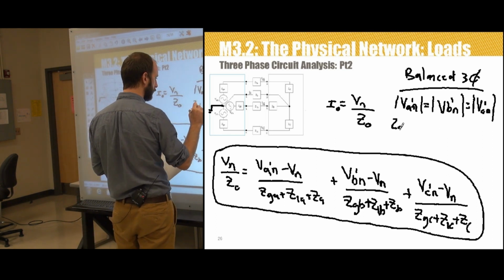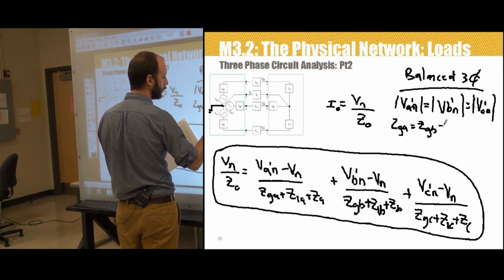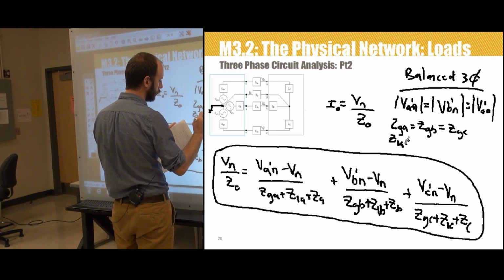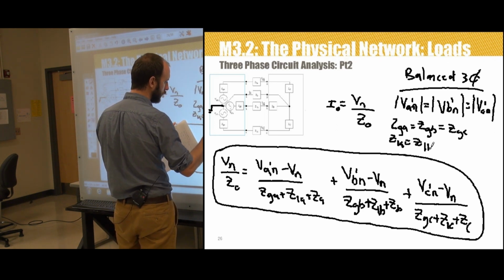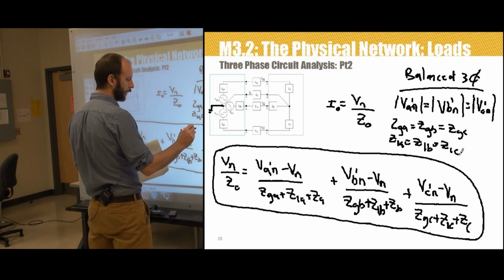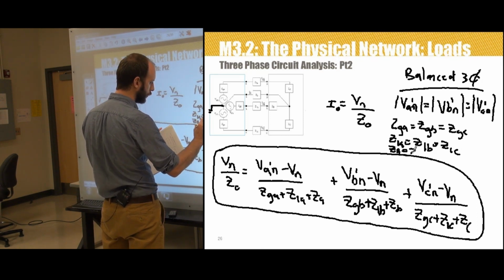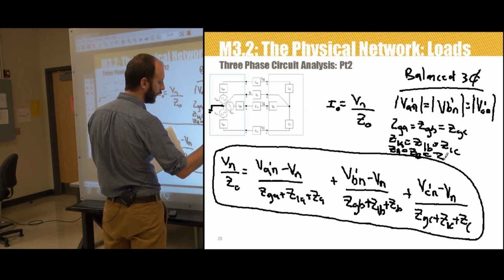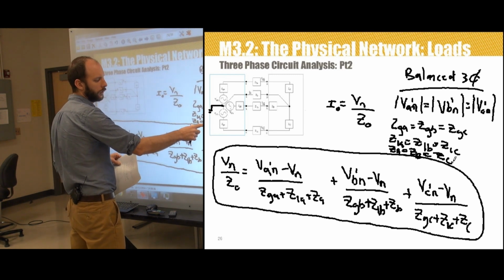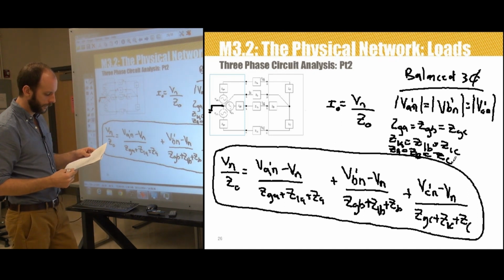So that's going to say ZGA is equal to ZGB is equal to ZGC. Next one is Z1A is equal to Z1B is equal to Z1C. And I'll squeeze the last one in right here. It's ZA is equal to ZB is equal to ZC. Sorry that kind of got squeezed in there, but that ZA is equal to ZB is equal to ZC, and I'm just talking about these load impedances, right?